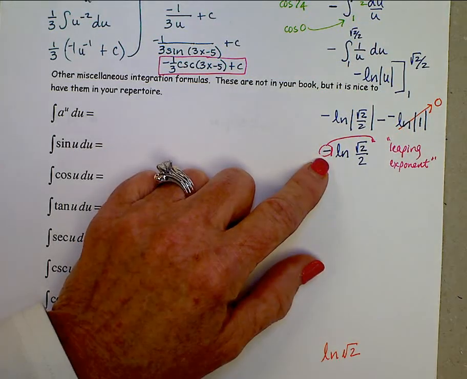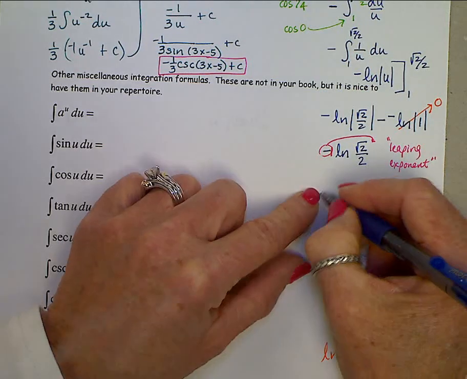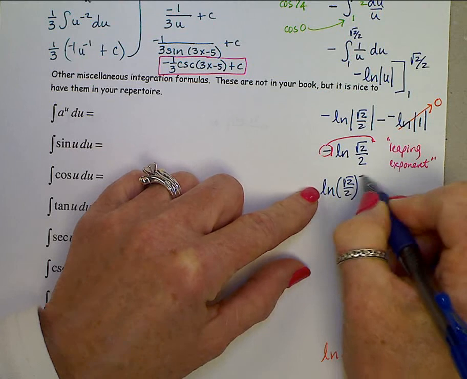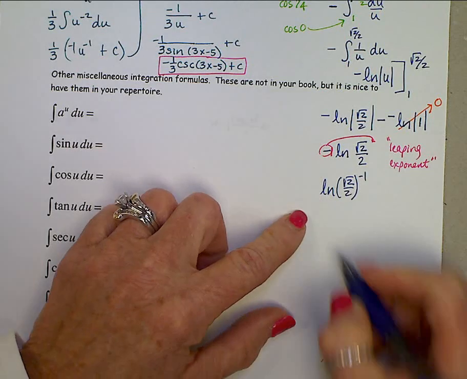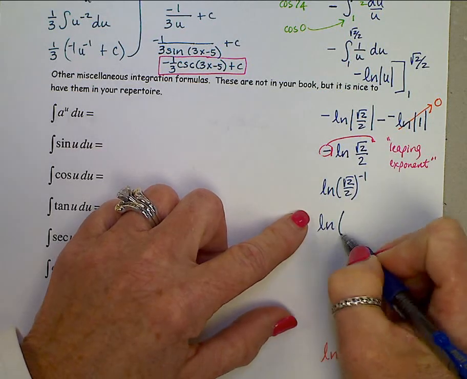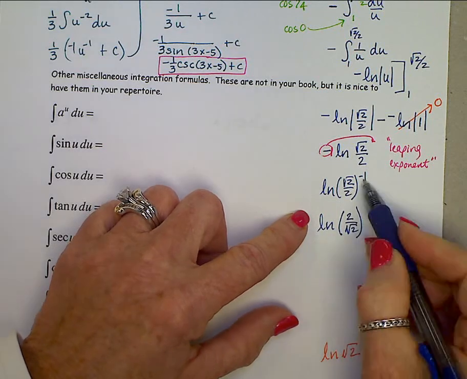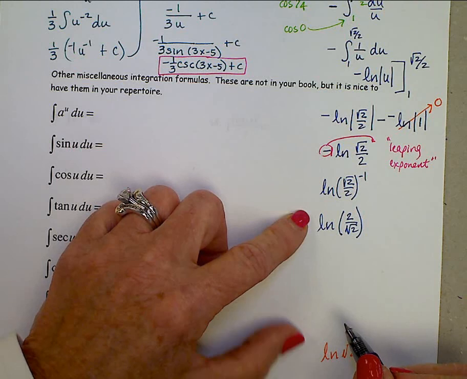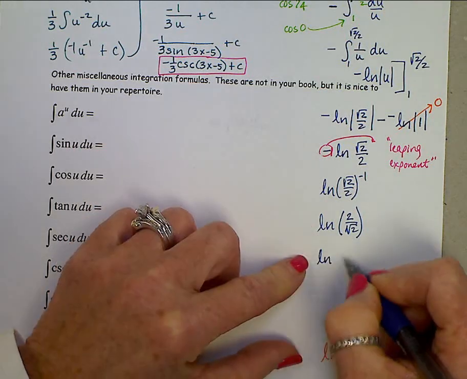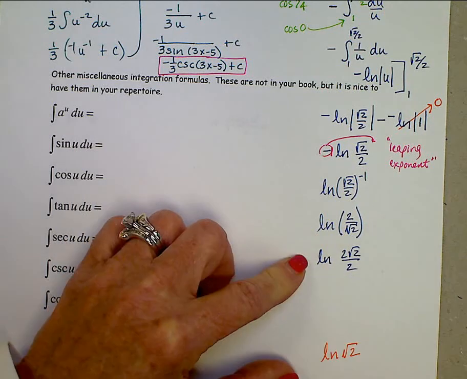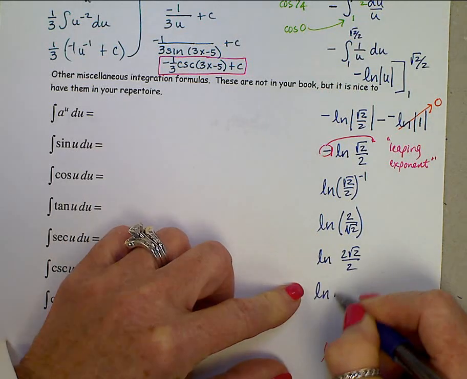So we are now looking at this as being the natural log of square root 2 over 2 to the negative first, which is the natural log of 2 divided by the square root of 2 because of that negative 1 exponent. Rationalizing the denominator, we do end up with the natural log of the square root of 2.